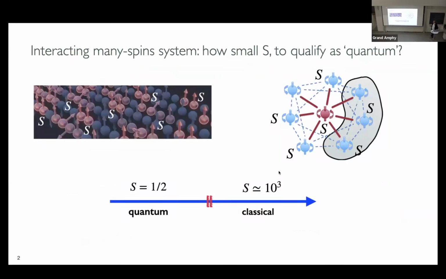So let's say I will give you a generic interacting many-body spin system. It can be 1D, can be 2D, can have short-range interactions, can have all-to-all interactions, so may have loose connectivity. And now I ask you the question: you look at the size S of one of the spins, and I ask you how big versus small S has to be for the full system to behave mostly classically.